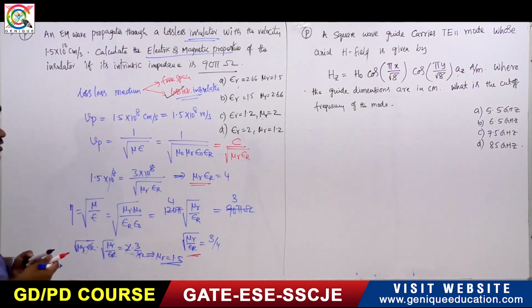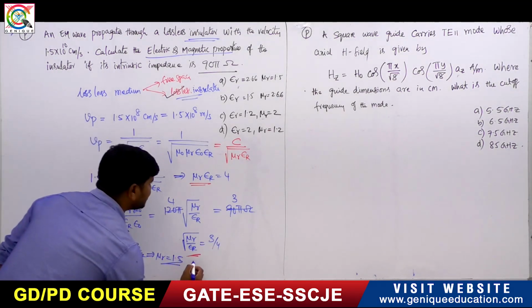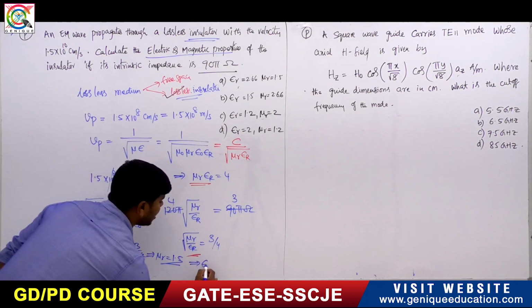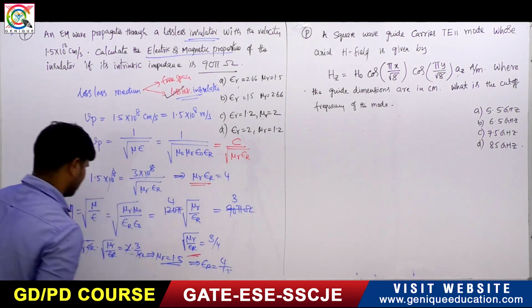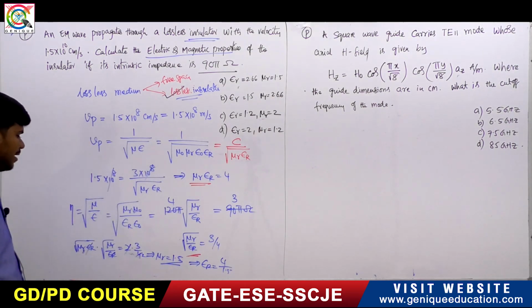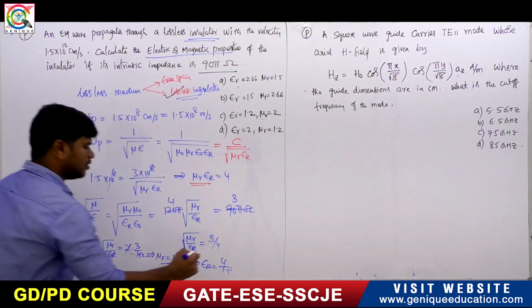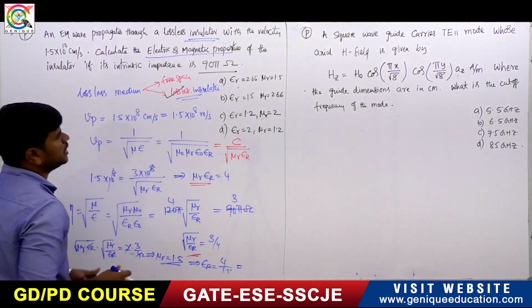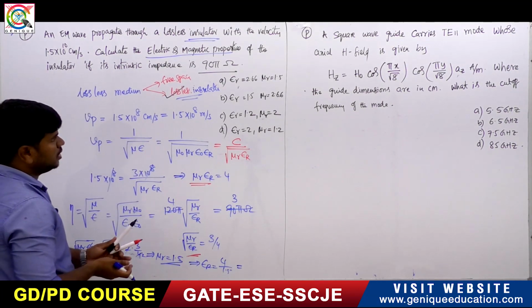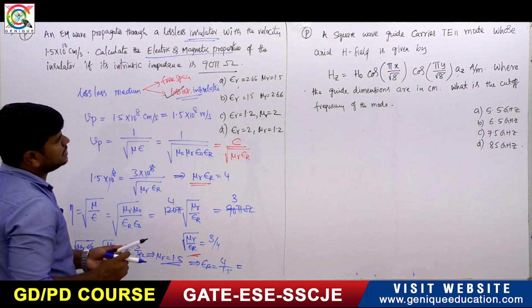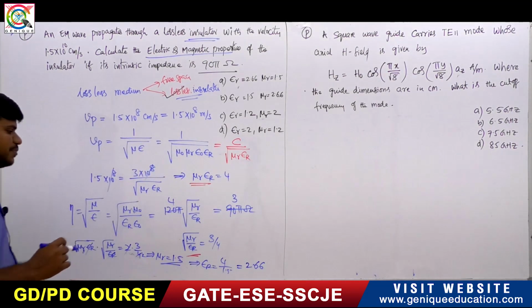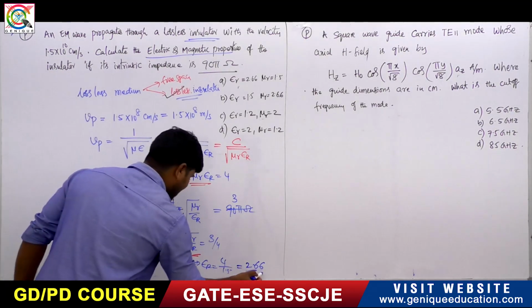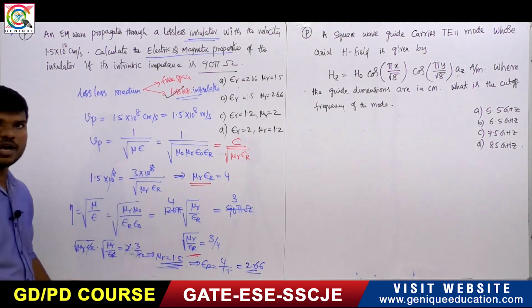So if you put this value here, what is epsilon r? This implies epsilon r is equal to 4 divided by 1.5, right? 4 divided by 1.5. So 4 divided by 1.5 is how much? It is 2.66. Epsilon r value is 2.66 and mu r is equal to 1.5.